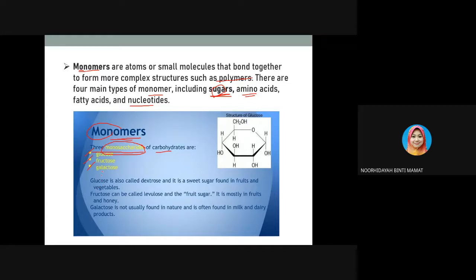Glucose is also called dextrose, and it is a sweet sugar found in fruits and vegetables. Fructose is also called levulose, or fruit sugar, and it can mostly be found in sugar and honey. Galactose is not usually found in nature, but it is often found in meat and dairy products. These are examples of monosaccharides, the monomers of carbohydrates.